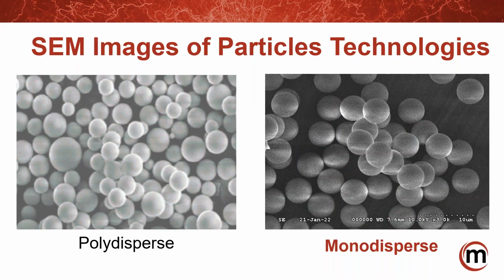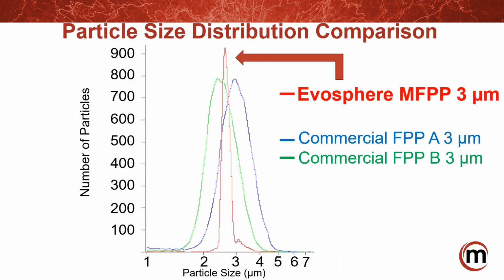So what you see here is a scanning electron microscope image of the particle technologies. On the left, you see there's some little spheres and big spheres. And on the right, what you see is visually a monodisperse particle, or the fact that the distribution of particles is all the same size. You might ask, well, how do you measure that? Well, you use a Coulter counter, and the Coulter counter counts the number of particles as a distribution.